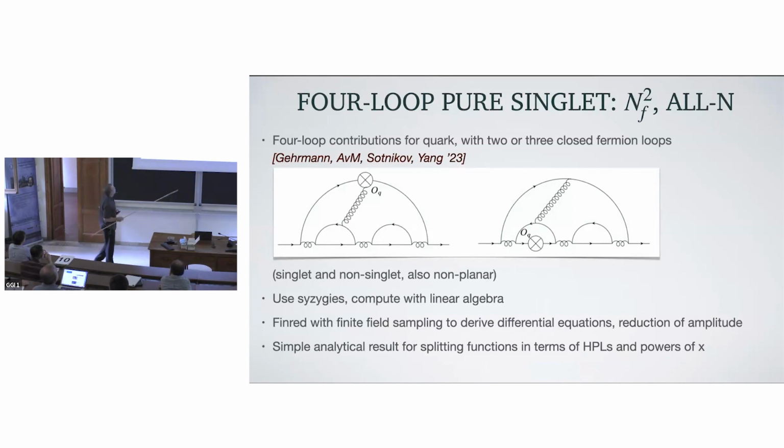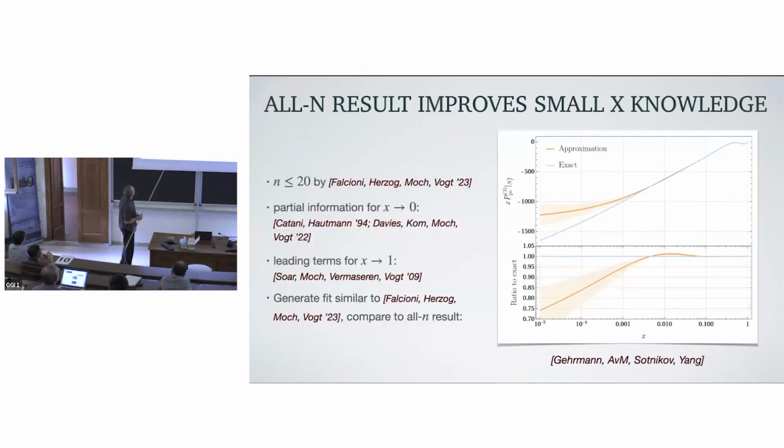So that's good. And in this way, we end up with an all n result. And this allows us to, in particular, gain additional information in the small x region, where previous information was only partial. In particular, here you don't know the leading term for x going to 0. If you fit it from other available information, you introduce some uncertainty there.